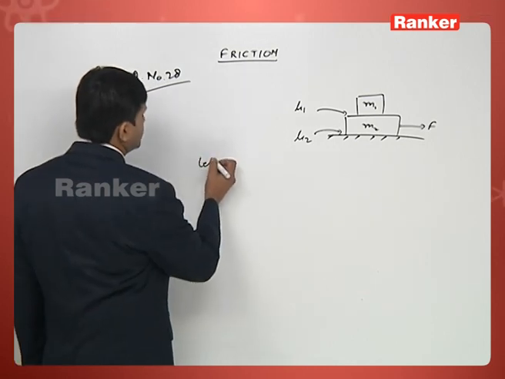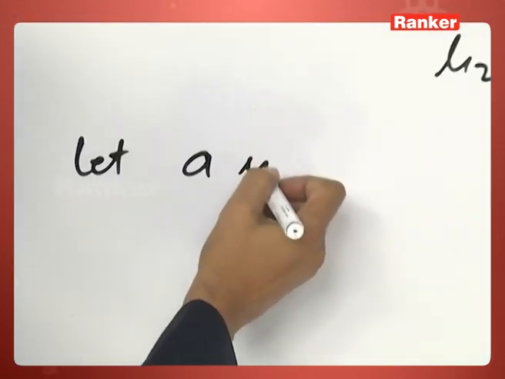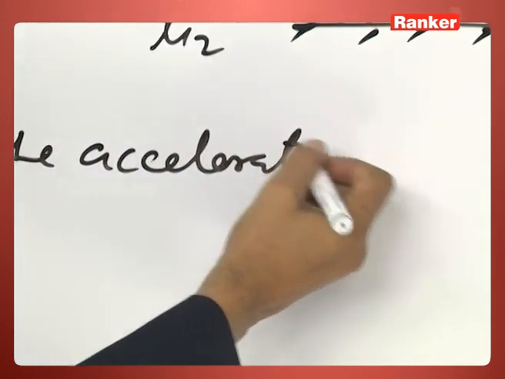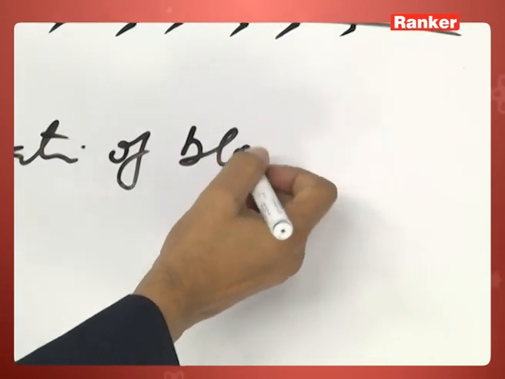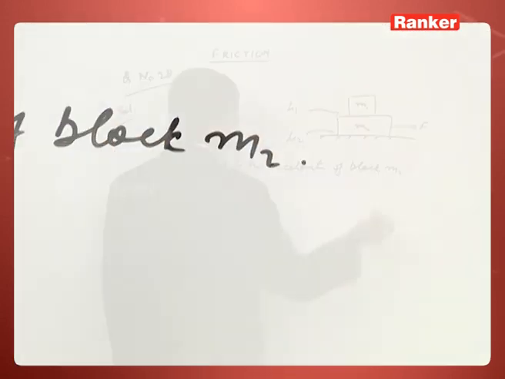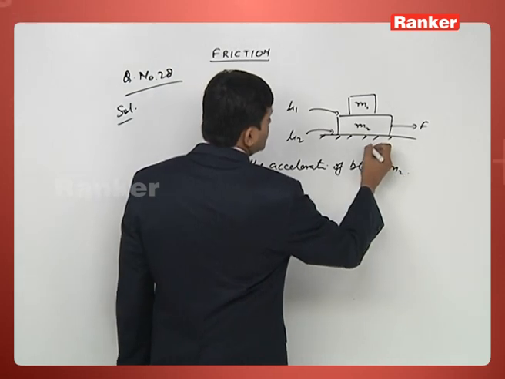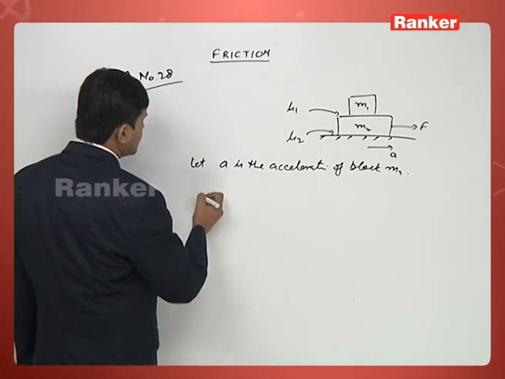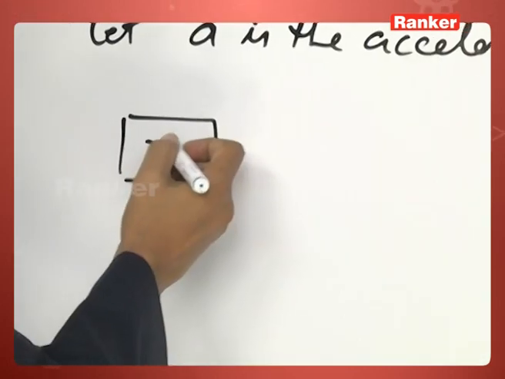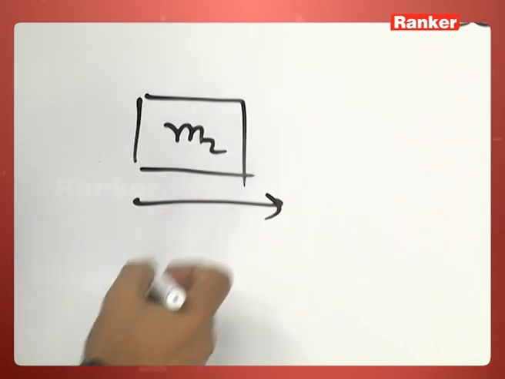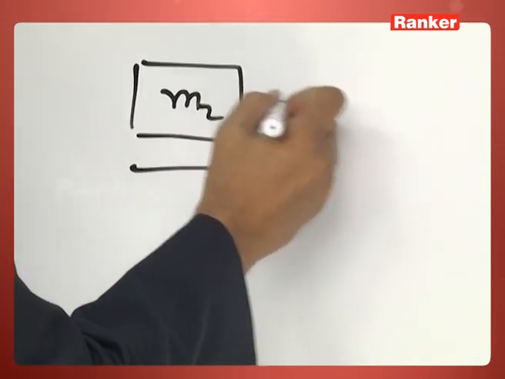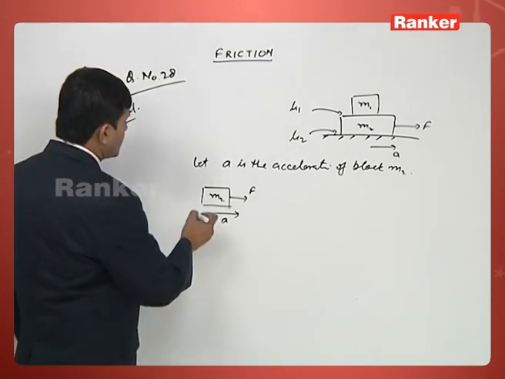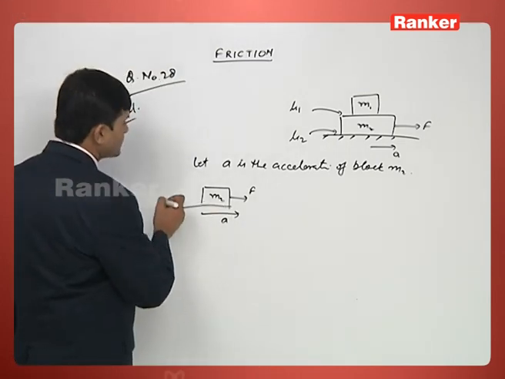Let a be the acceleration of block m2. We can say in this manner, let this be the block m2, F is this, the acceleration of block m2 is this, and here one friction will be there, F2.